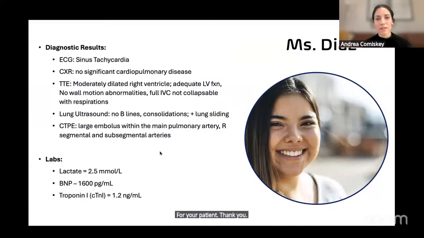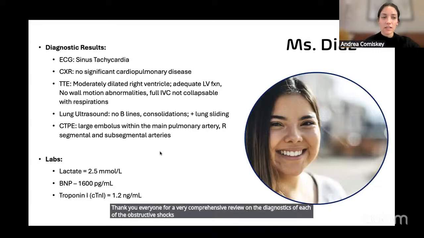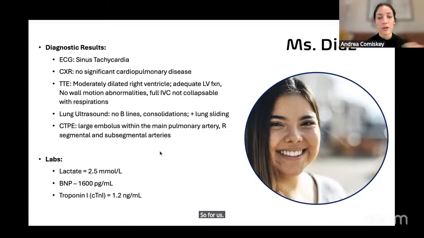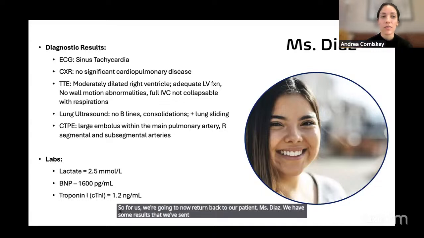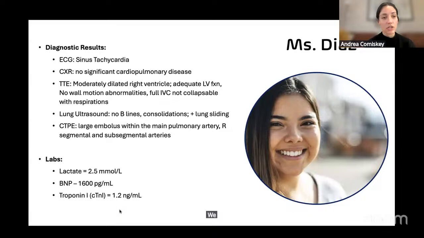Thank you, everyone, for a very comprehensive review on the diagnostics of each of the obstructive shock physiology and pathology that we're reviewing today. So for us, we're going to now return back to our patient, Miss Diaz. We have some results that we've sent off. And from what we have so far, we note that her ECG has sinus tachycardia.